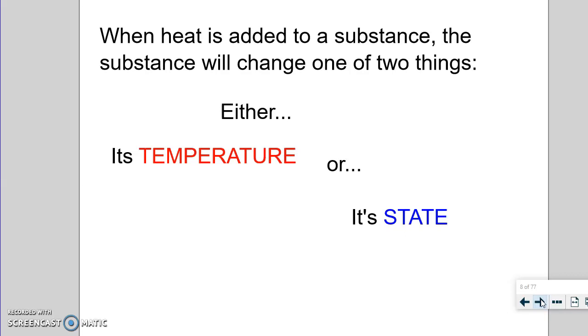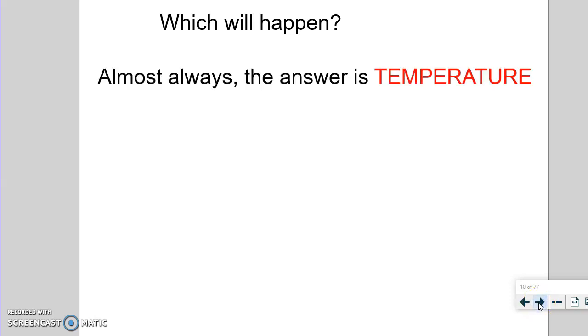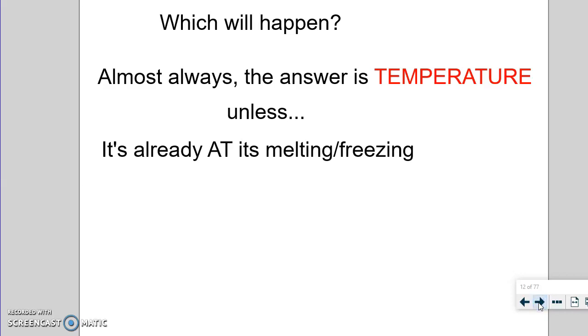It can melt, it can freeze. I guess it wouldn't freeze if you were adding heat, but if you were removing or adding heat, you could freeze, boil, melt, condense. So which of these things is going to happen? Well, the answer is when you add or subtract heat from a substance, it is going to change its temperature most of the time, unless it happens to already be at its melting, freezing, boiling, condensing point.